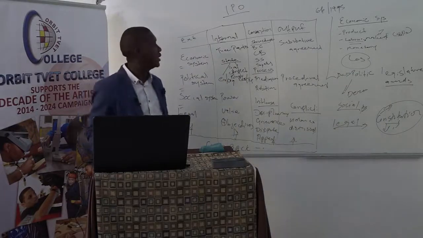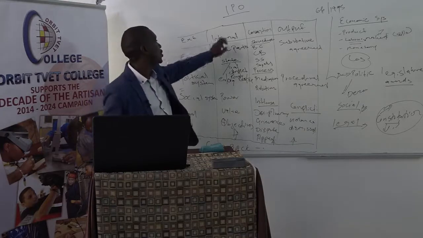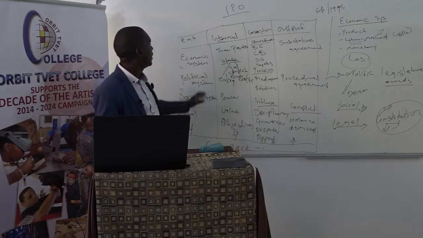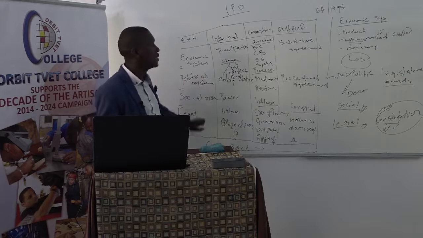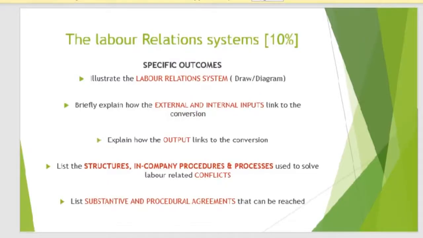The first question asks about the sources. These are the two sources: internal and external sources of labor. Then it asks you to list the systems. These are the systems without them being discussed. When we recap our lesson, I want us to look at what we are supposed to do. Remember, this is 10% of the syllabus. Then we did illustrate, and we've understood the structure.